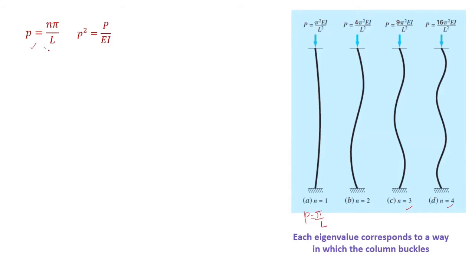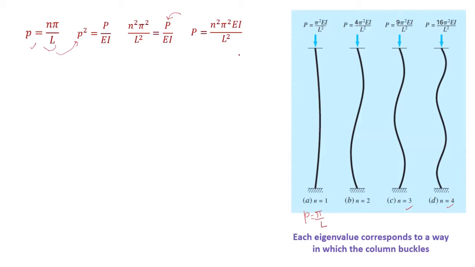Now here we will substitute n pi over L, so we will get n square pi square over L square is equal to P over EI. Now what is the usage of this equation? This equation will be used to calculate the compressive load P acting on this column. So P is written as n square pi square EI over L square. Now this equation will be used to calculate the critical load for this column.